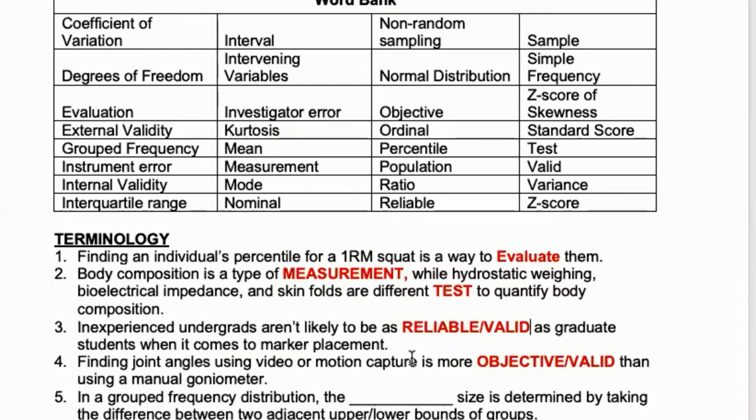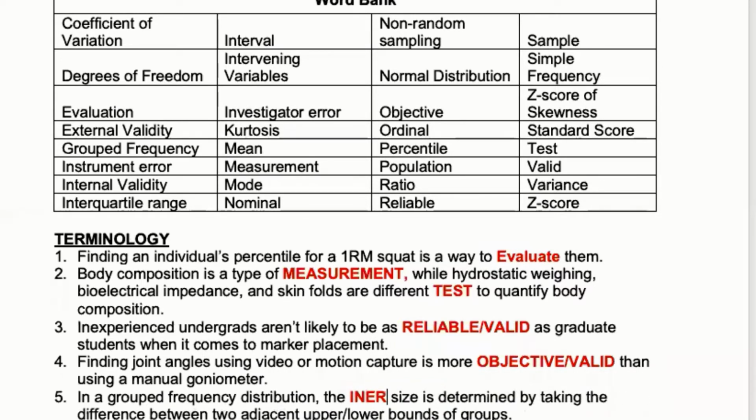Okay, number 5. In a grouped frequency distribution, the blank size is determined by taking the difference between two adjacent upper bounds or lower bounds of a group. Cool, we'll just say it's interval.